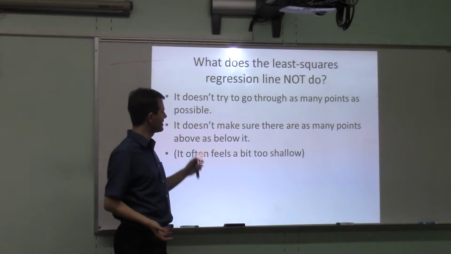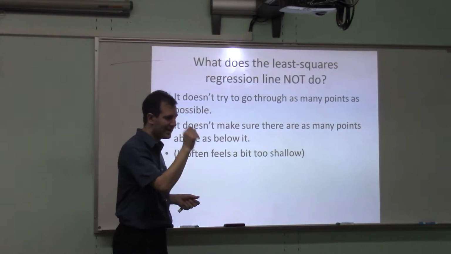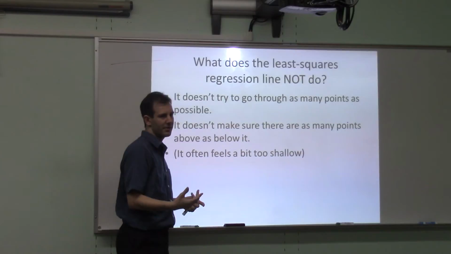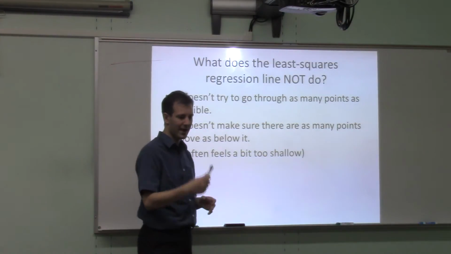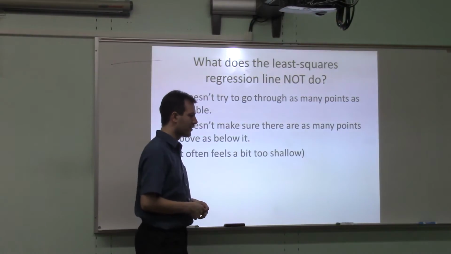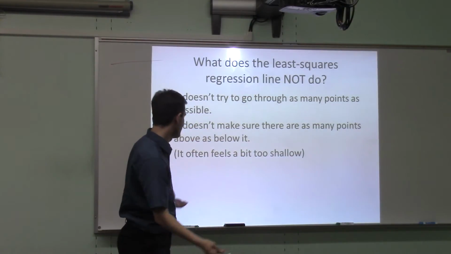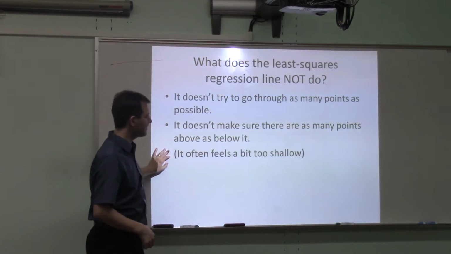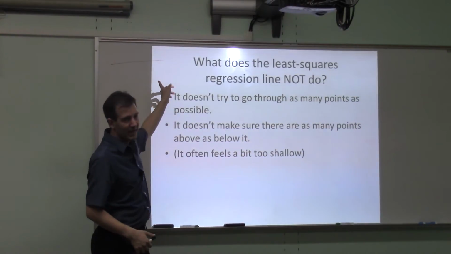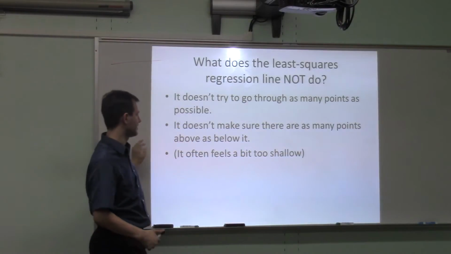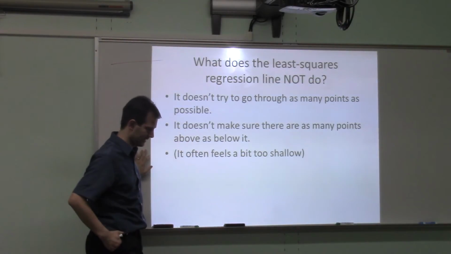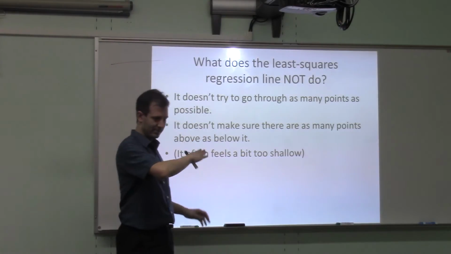It doesn't try to go through as many points as possible. It's not about hitting every point exactly. Usually a regression line will miss every single point. It's not going for right on points, it's going for right in between the mass of points. And it often feels a bit too shallow. Like you saw the line I drew and how it sort of felt better, but the original one was better. The regression line often feels a little bit too shallow, like not steep enough.